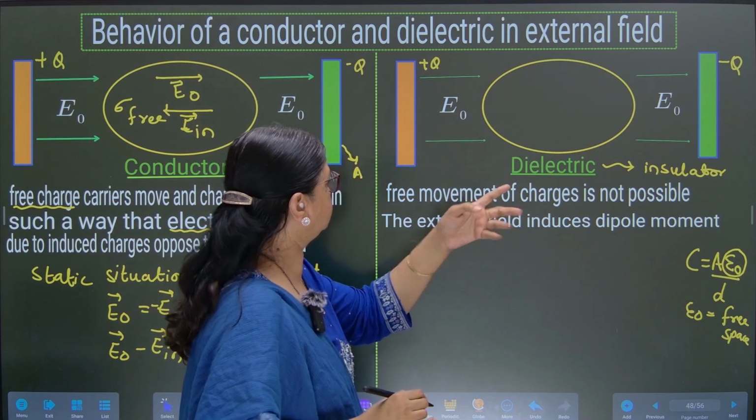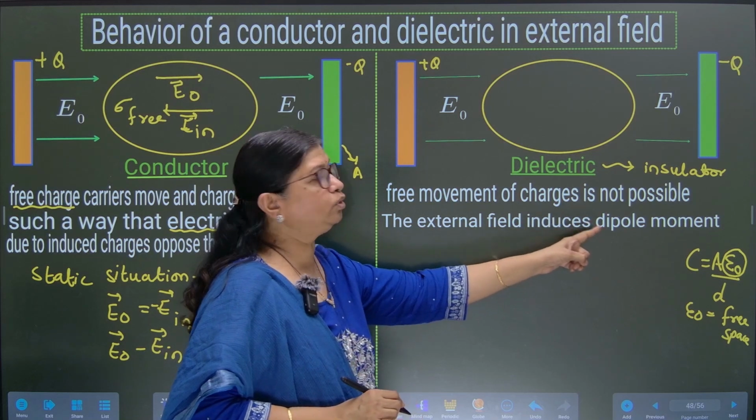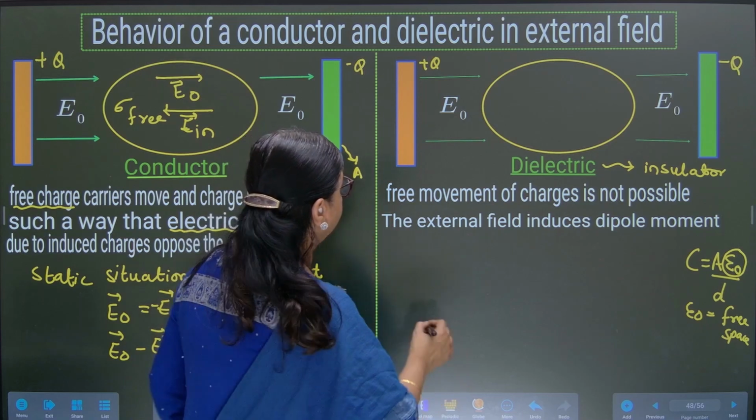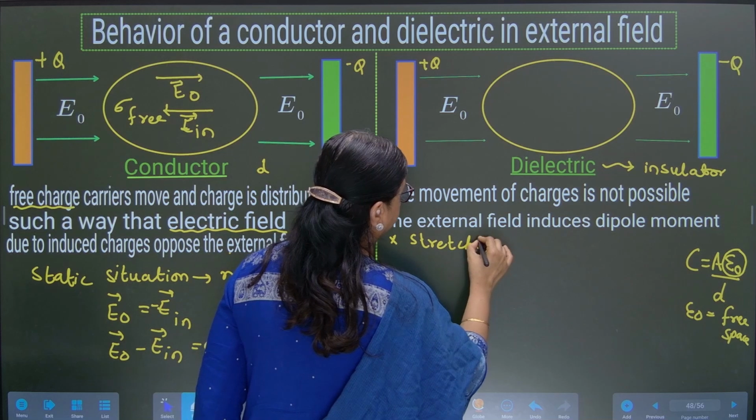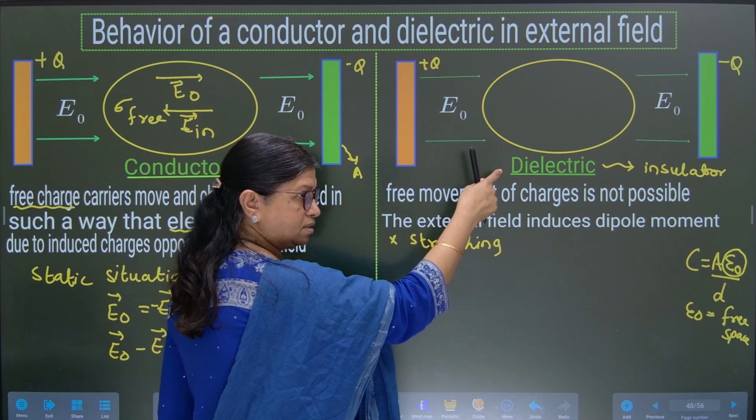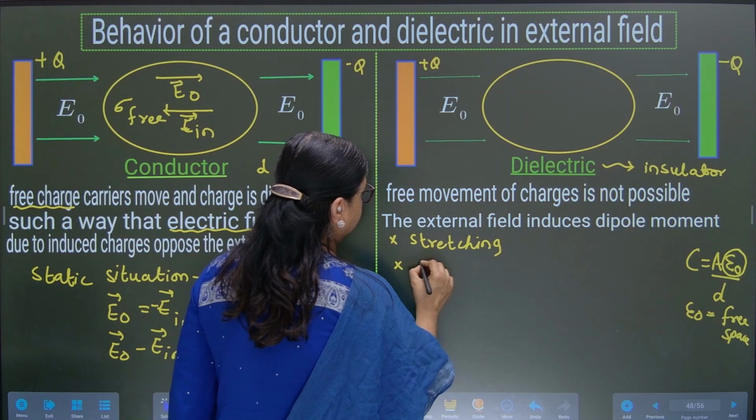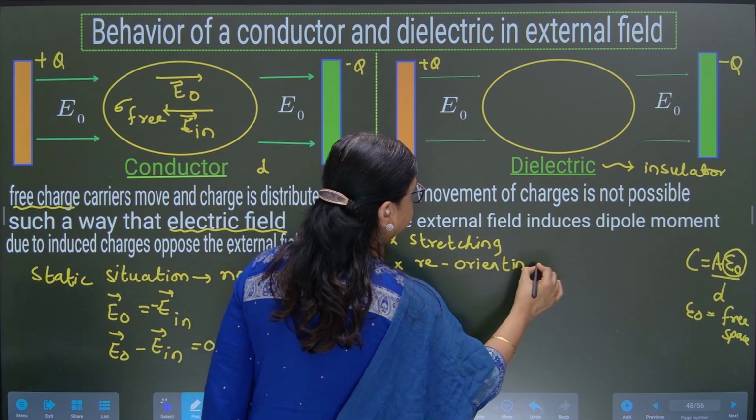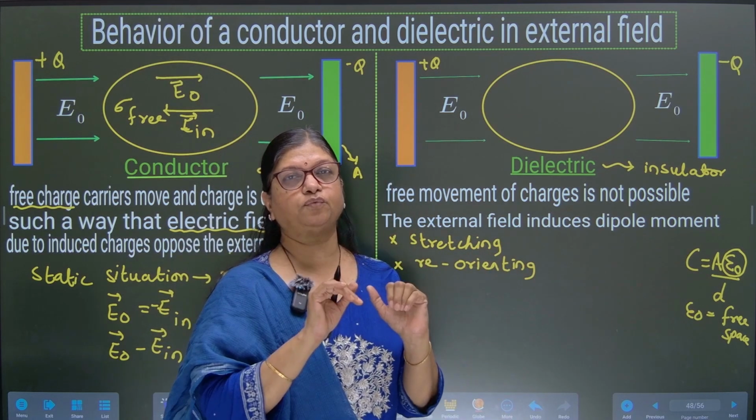So, free movement of charges is not possible, but the external field induces a dipole moment within the molecules by two methods. One is stretching, and stretching means pulling. We will learn about this in detail in the very next page of the same video. Keep watching the video till the end. And reorienting. Reorienting means what? Changing the direction of the dipole moment.